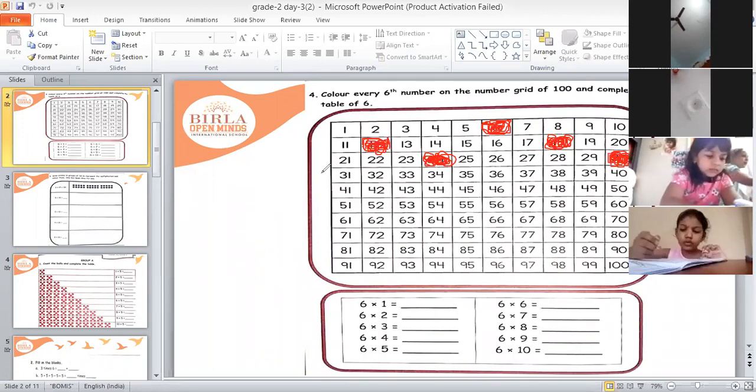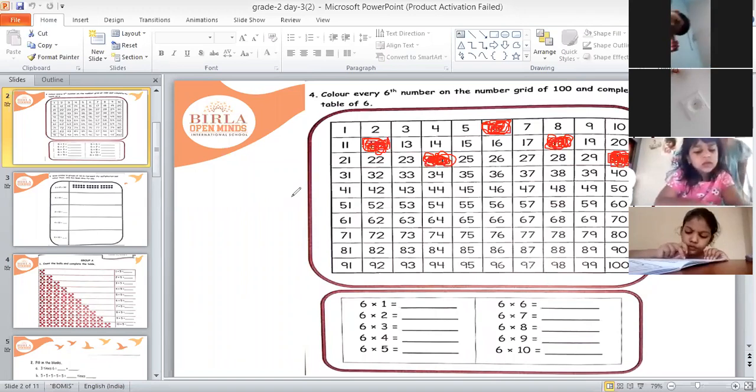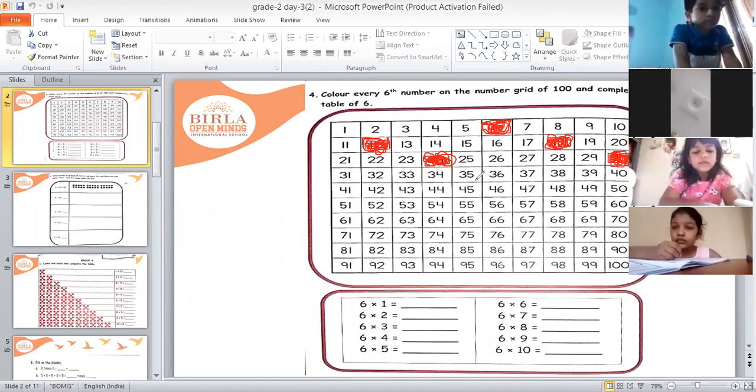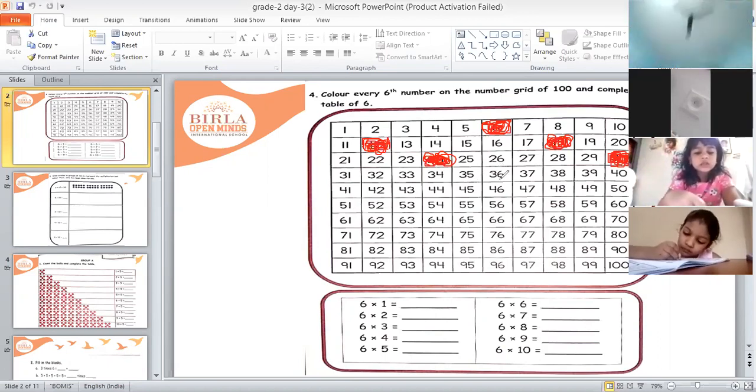Shrivas, after 30. Shrivas, are you there or not? 36, ma'am. 36. Okay, that's correct. So after 30, the next number will be 36. Okay. Now after 36.